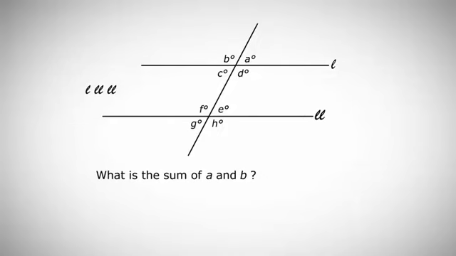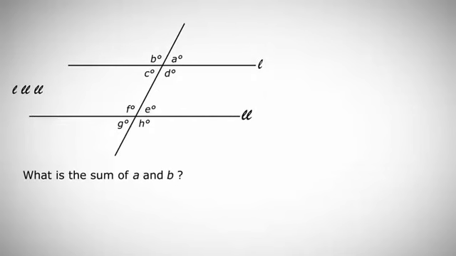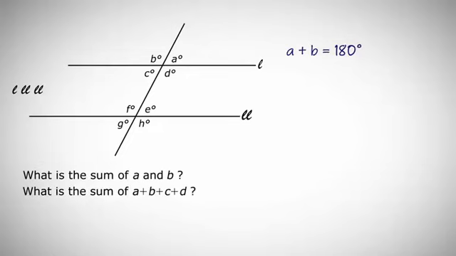A plus B are adjacent angles, and together they form a straight line. So A plus B is going to equal 180 degrees. Second, what is the sum of A plus B plus C plus D? Well, you'll notice that all four of those angles surround a point of intersection. The sum of the angles around a point of intersection is 360. So A plus B plus C plus D is equal to 360.